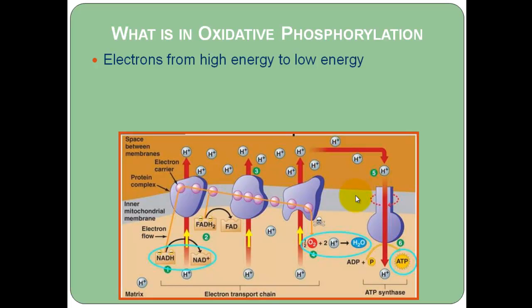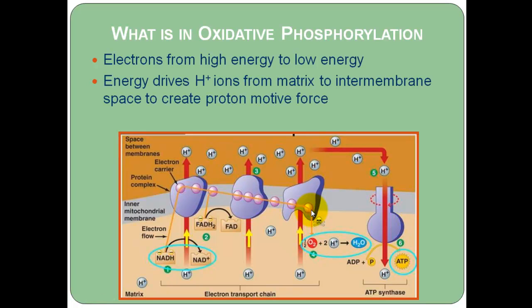There are three steps to oxidative phosphorylation. First, electrons move from high energy states to low energy states, and in doing so release energy. That's the purpose of the electron transport chain. So over here, electrons flow, which are these purple circles, and as they move from a high energy state to a low energy state, energy is released.